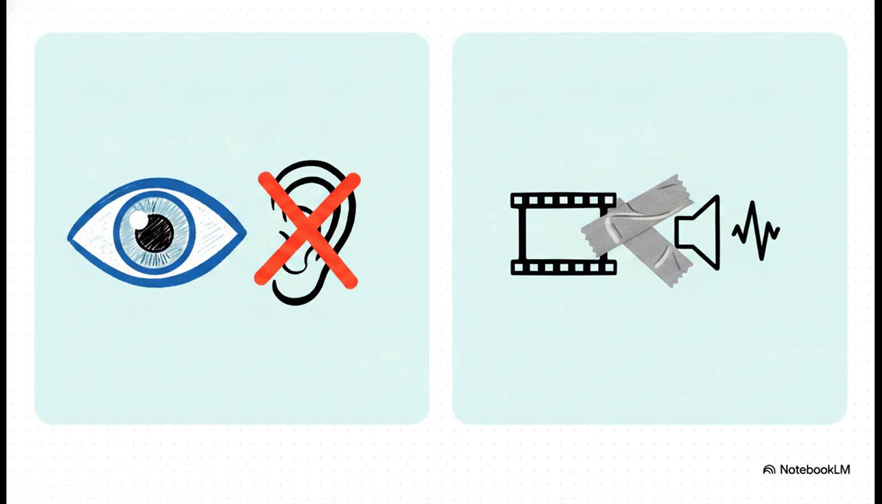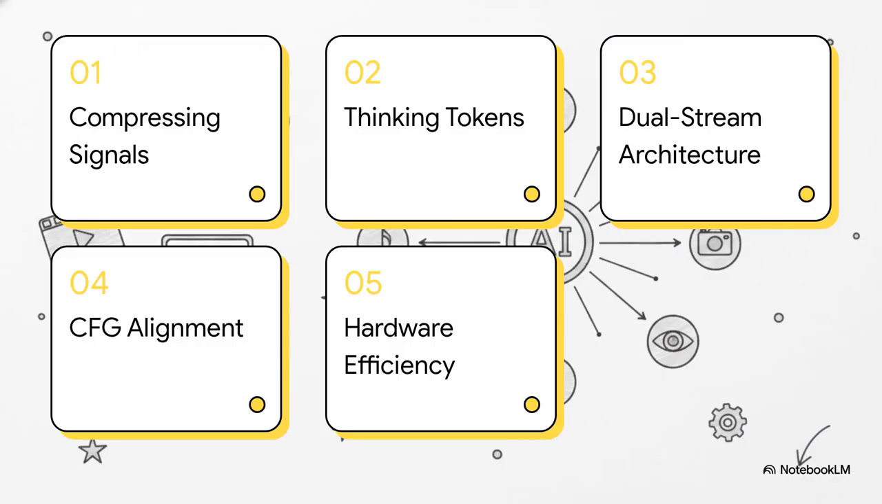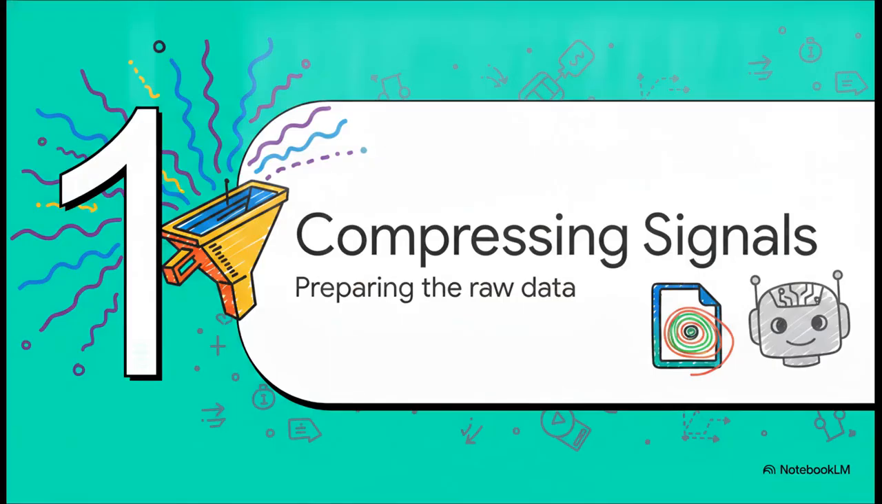You miss out on all those crucial bidirectional cues, like the realistic reverberation of a room, or perfect lip sync, which is exactly why LTX-2's unified architecture is such a massive breakthrough. It generates both vision and sound at the exact same time. To see exactly how LTX-2 pulls off this magic trick, we're going to look under the hood at 5 key areas: compressing signals, thinking tokens, the dual-stream architecture, CFG alignment, and finally, hardware efficiency. Let's get into it. Section 1.